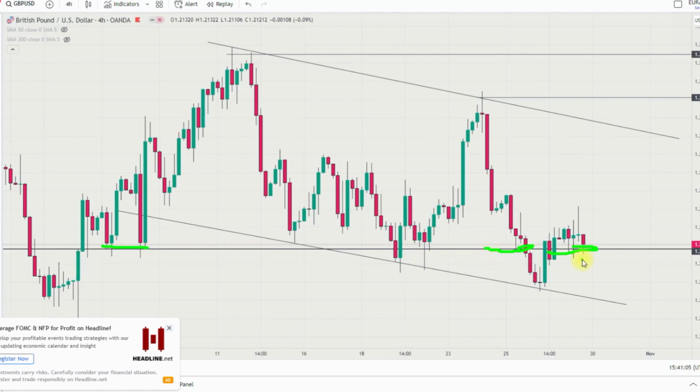If price didn't go below this particular area, I will not be selling GBP USD unless price breaks below this. Then that is when I will be selling GBP USD. But for now, my bias on GBP USD is to the upside, because I've seen multiple rejections at this particular area.